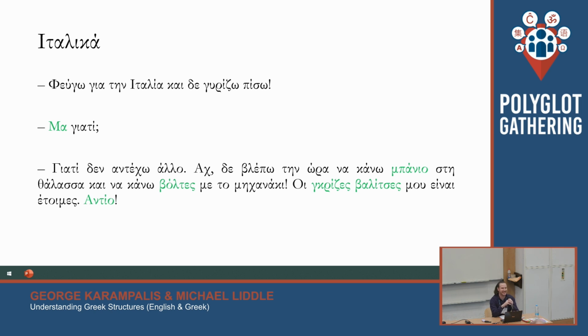Bravo, no. Do you understand all of that? Any questions? So, I just realized, δεν βλέπω την ώρα should have been green as well. So, do we know the expression in Italian? Non vedo l'ora. Yeah? So, δεν αντέχω άλλο. Can we translate that? Any language, doesn't have to be English. Yeah. Δεν βλέπω την ώρα να κάνω μπάνιο στη θάλασσα.